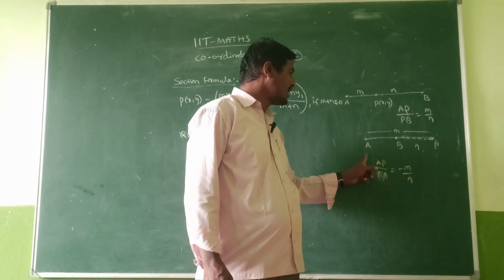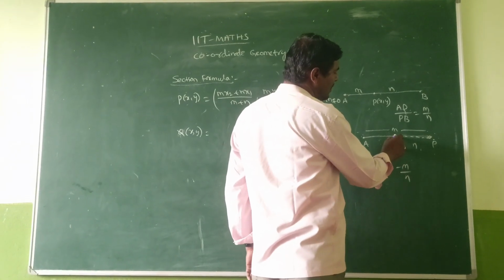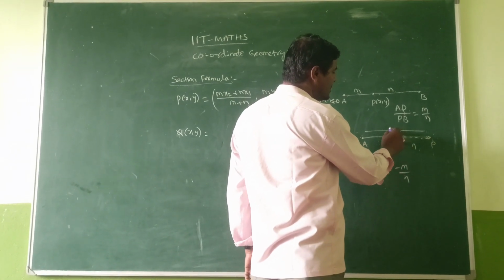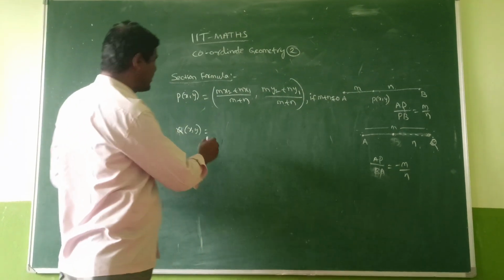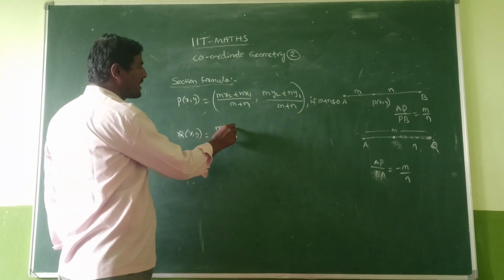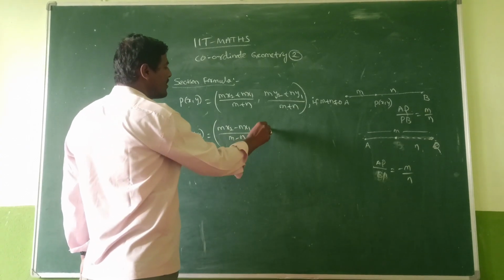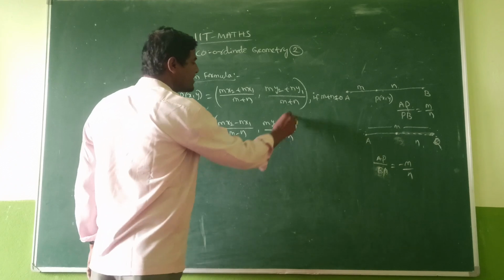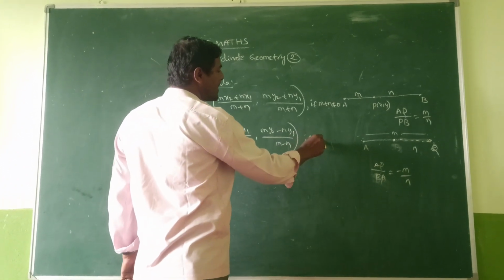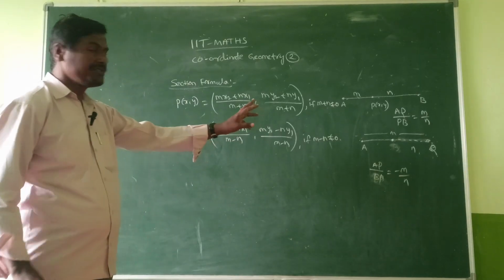So we can take this point as Q. Q(x, y) equals (mx2 minus nx1) by (m minus n), comma (my2 minus ny1) by (m minus n), if m minus n is not equal to 0. So this is the division formula.